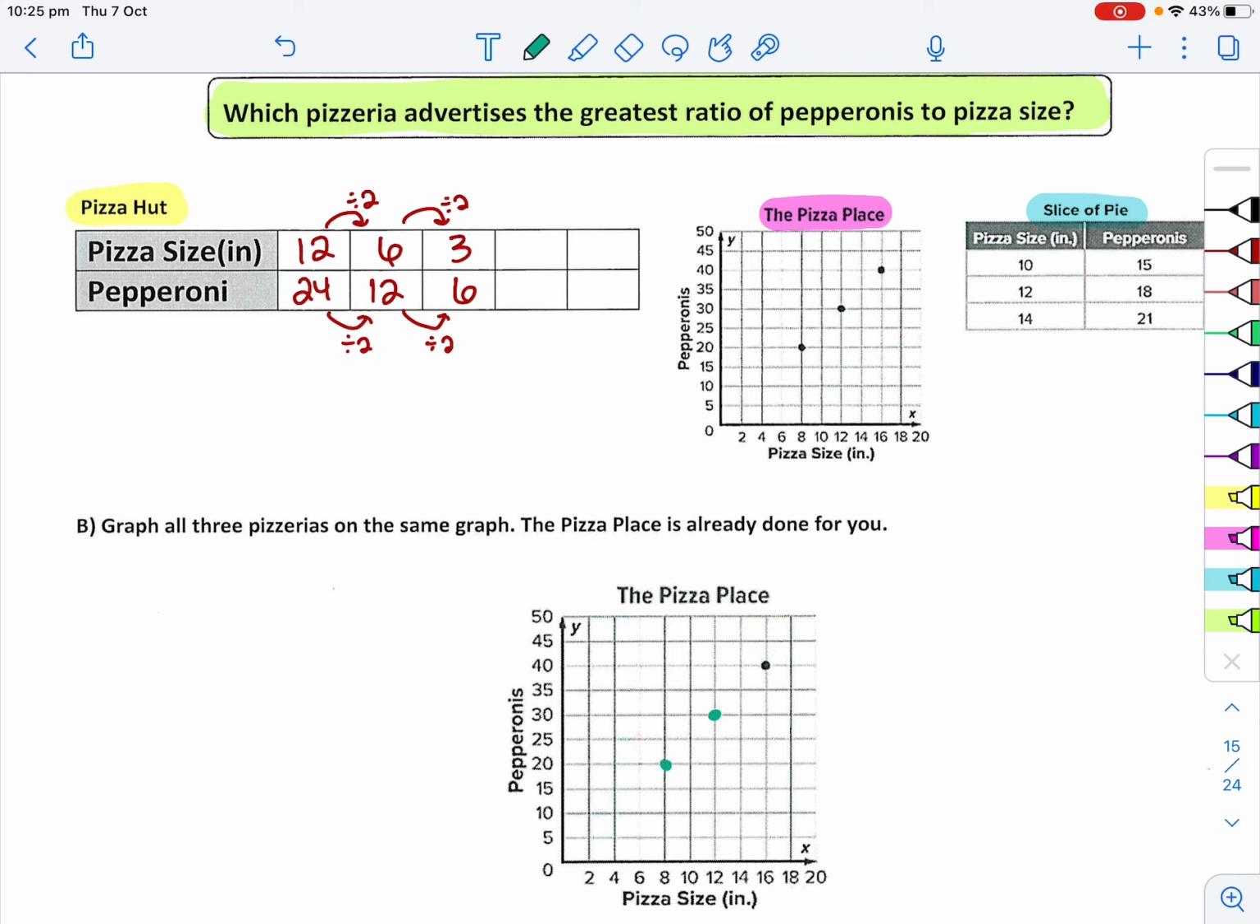So here's my pizza place. And then for Pizza Hut, I'm going to use the blue here. And I've got 12 and 24. 6 and 12 is going to be here. And then 3 and 6 is going to be in there. So I can connect those dots. This is Pizza Hut.